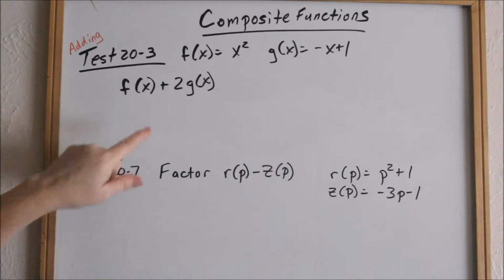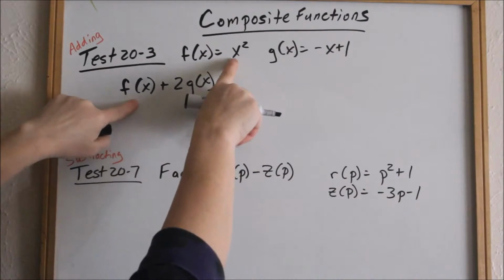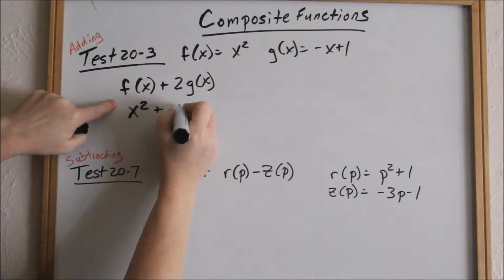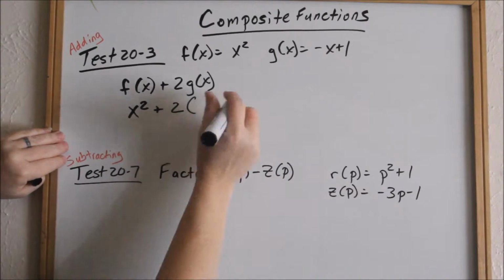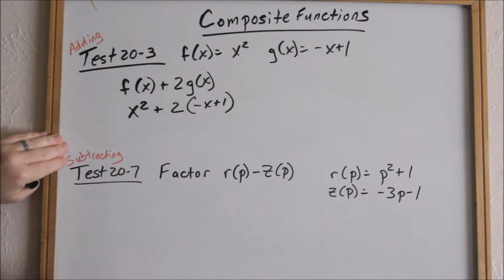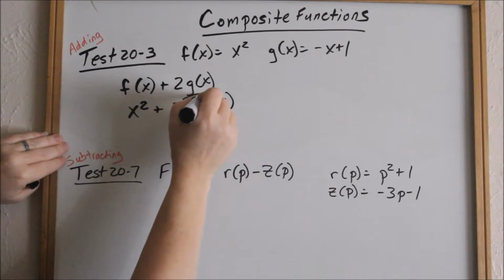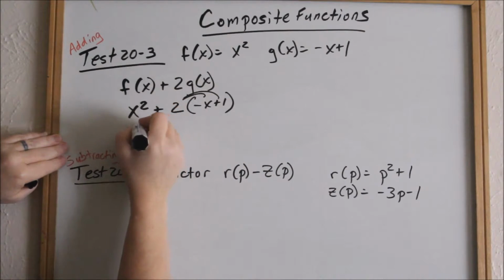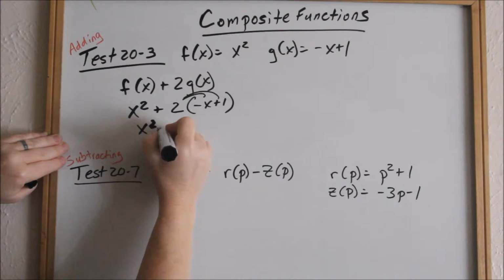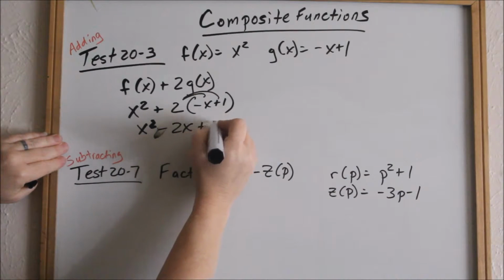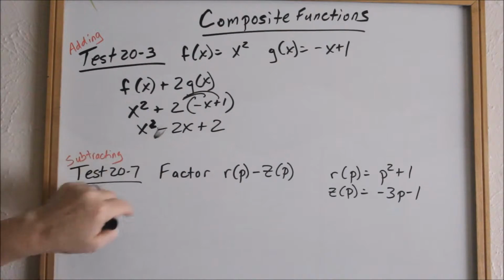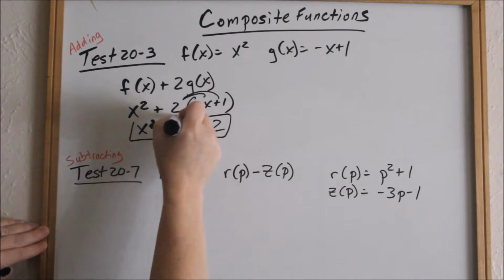So basically we take f of x, which we said was x squared, plus 2 times g of x, which is negative x plus 1. Now we're just simplifying that. So I have to distribute the 2. So that'll be x squared plus negative 2x plus 2. I can't combine x squares to x's to whole numbers, and so that would be your final answer for that one.